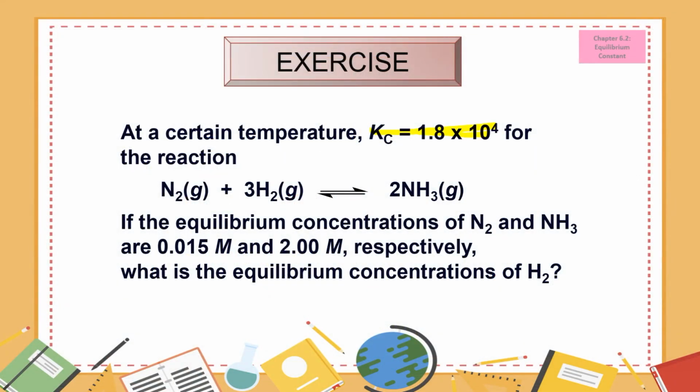For example, like this question: at a certain temperature, the value of Kc is given for the reaction. 1 mole of nitrogen gas reacts with 3 moles of hydrogen gas to produce 2 moles of ammonia gas. If the equilibrium concentrations of N2 and NH3 are 0.015 molar and 2 molar respectively, what is the equilibrium concentration of H2? So it's already given to you the concentration. This is the concentration of the reactant, nitrogen, and this is the product concentration for NH3 at equilibrium.